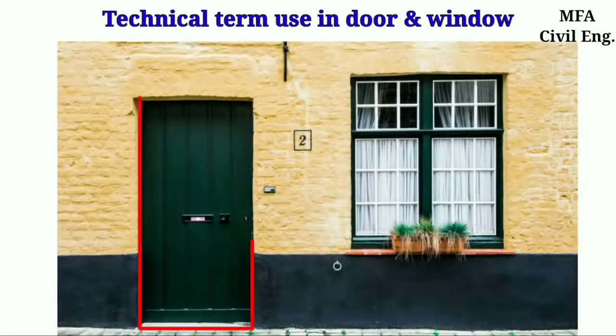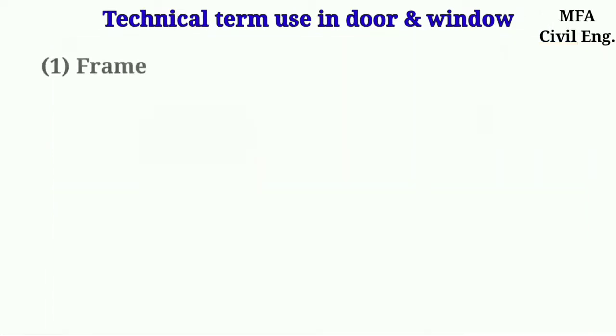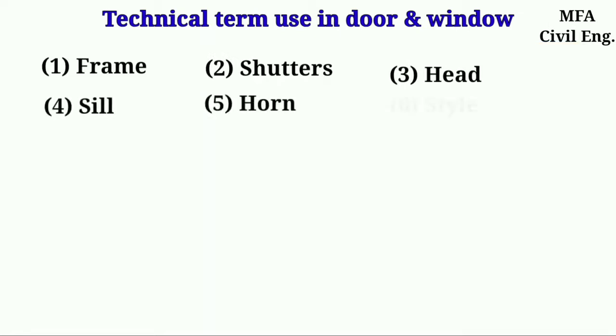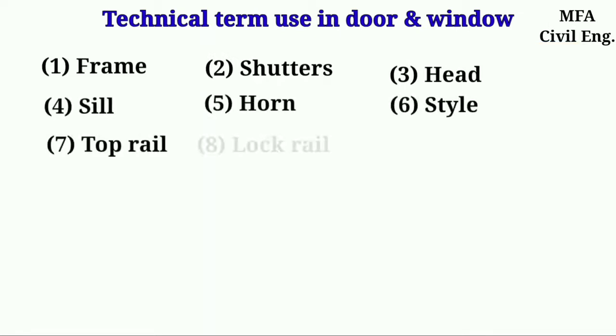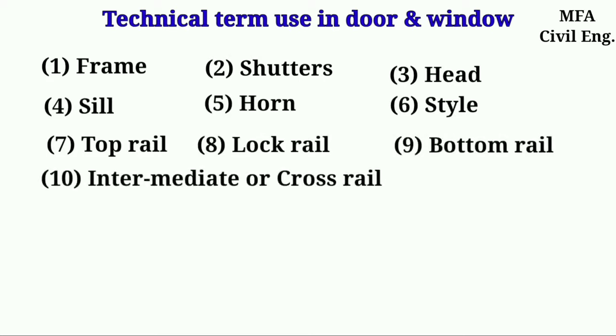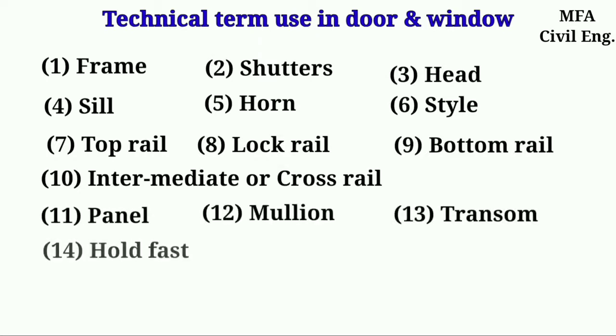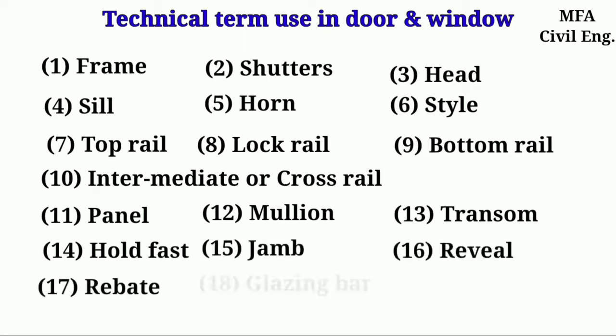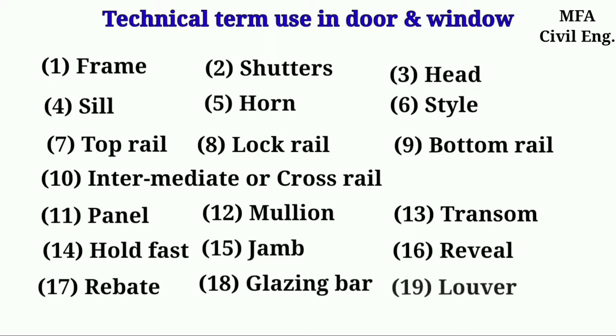Each framework of a door and the window consists of the various components like frame, shutter, head, sill, horn, stile, top rail, lock rail, bottom rail, intermediate or cross rail, panel, mullion, transom, hold fast, jamb, reveal, rivet, glazing bar and louvers. Now let's understand every component one by one.